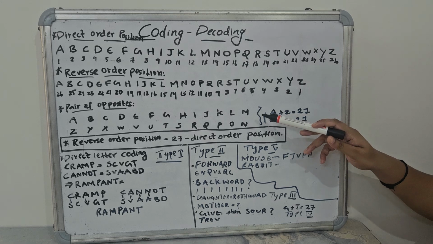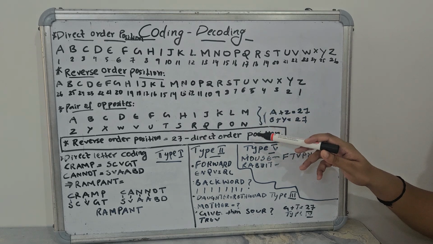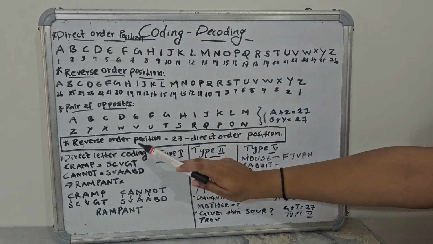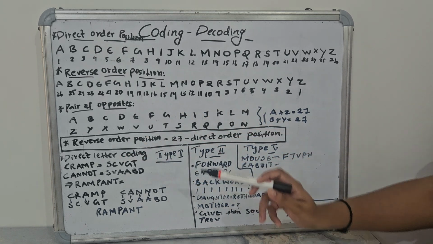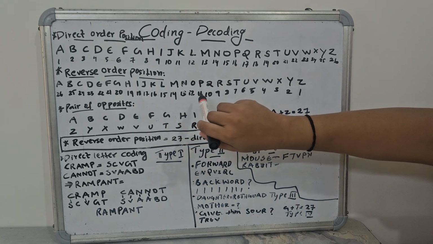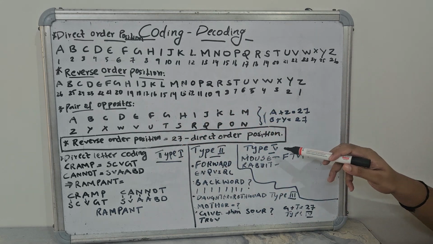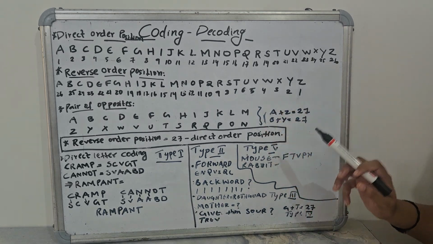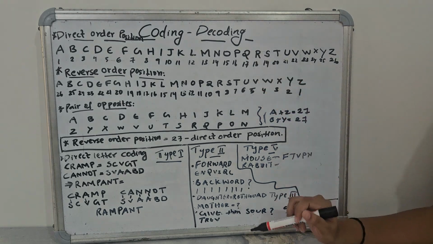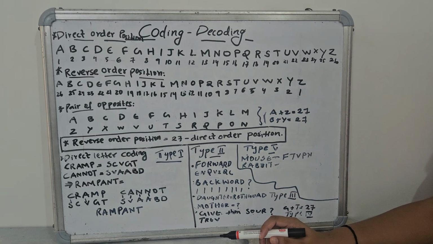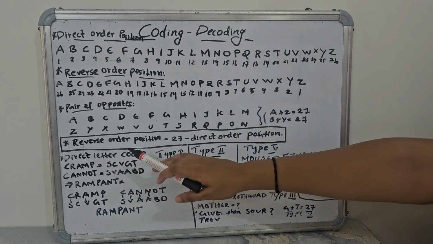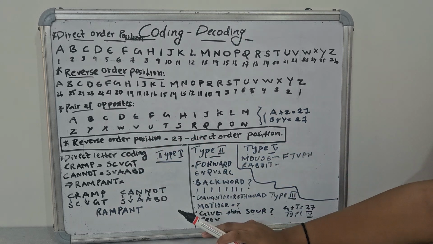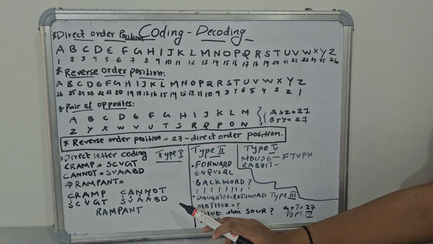25 plus B, which is 2, is 27. So when you take the sum of the reverse order opposites, the pair of opposites, it will be 27. If you want to find the reverse order position of any of these numbers, you subtract the direct order position from 27. So 27 is the sum, and if you subtract the direct order position, you get the reverse order position. There are mainly different types of letter coding. The first one is direct letter coding. In direct letter coding itself, there are different types.